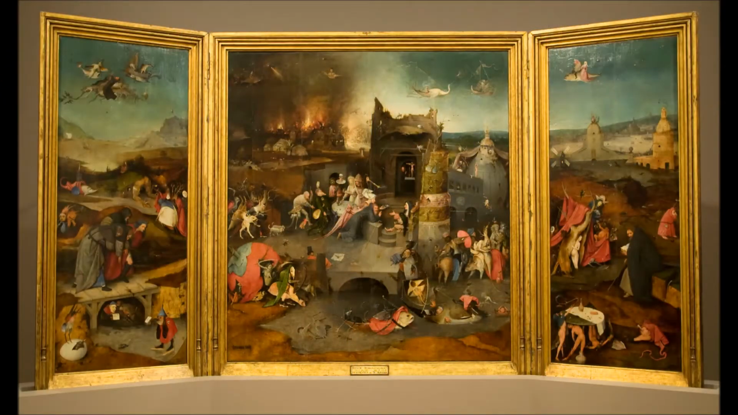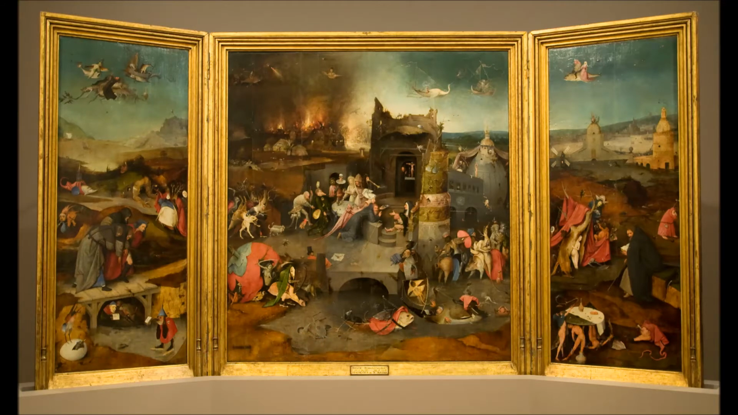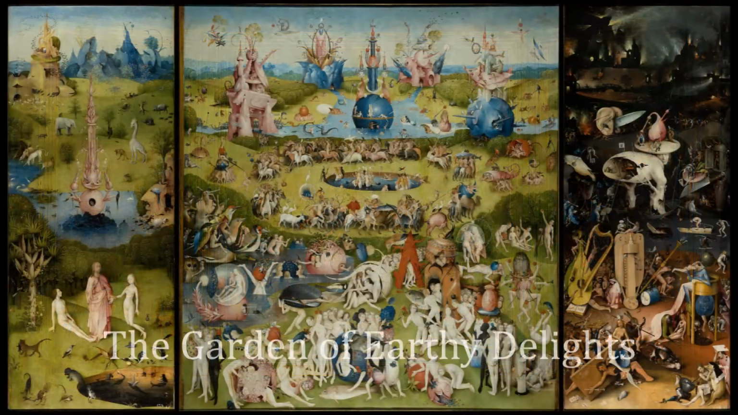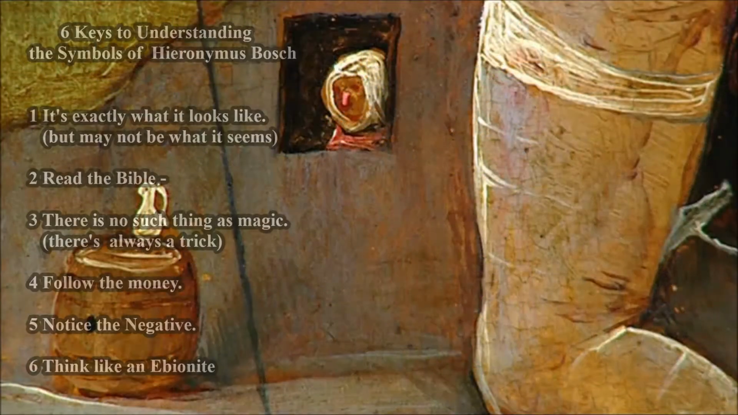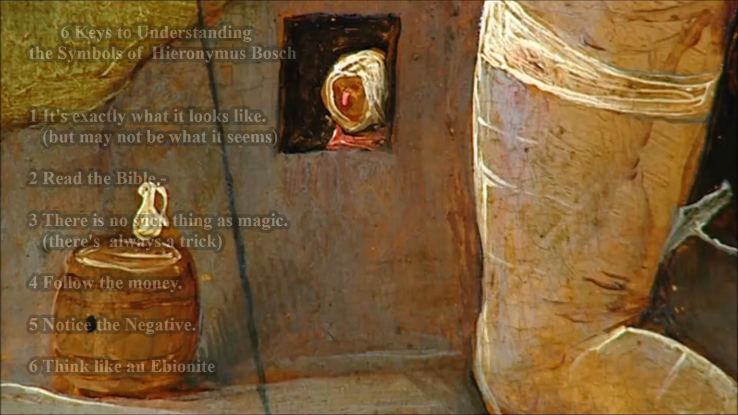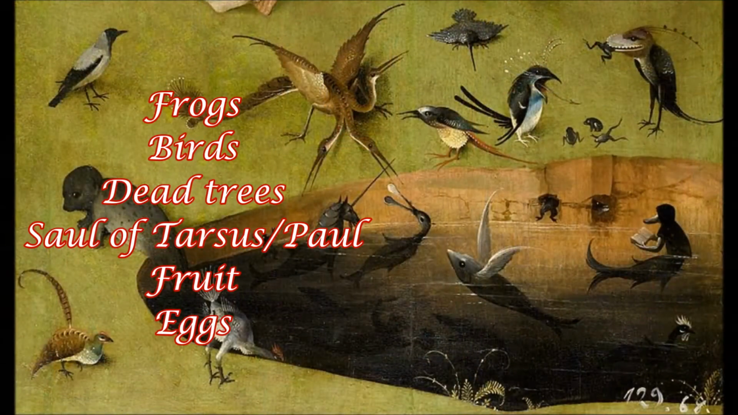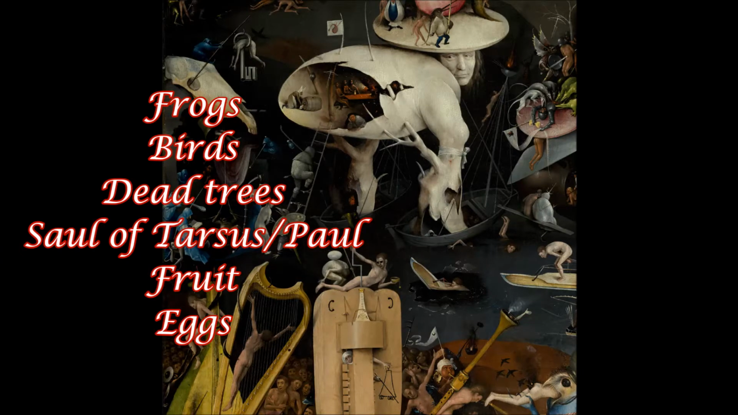We've been looking at the temptation of Saint Anthony, and we'll be looking at the Garden of Earthly Delights as well, and we'll be comparing several symbols that they have in common. And we'll be figuring out these symbols by using our now 6 keys for understanding the symbols of Hieronymus Bosch. And we will be looking at the symbols of frogs, birds, dead trees, Saul of Tarsus, Paul, fruit, and egg.